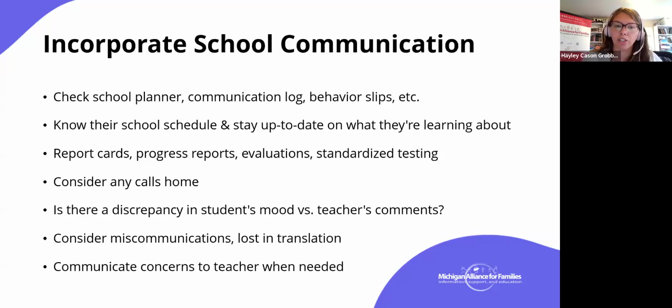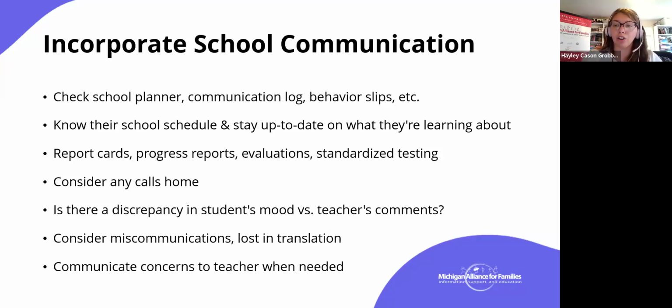You also want to keep on top of the report cards, the progress reports, standardized testing, and any evaluations. If your child has an IEP, you really want to check in with those progress reports as well and make sure that teachers are communicating with you the progress that's being made on their goals.